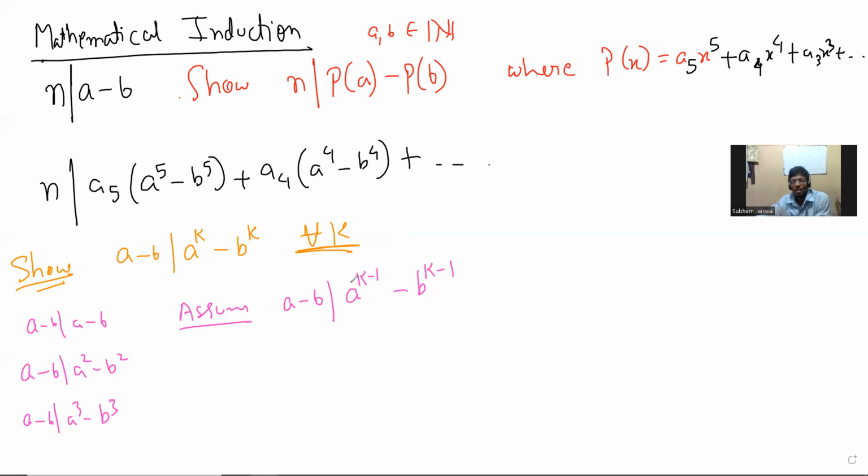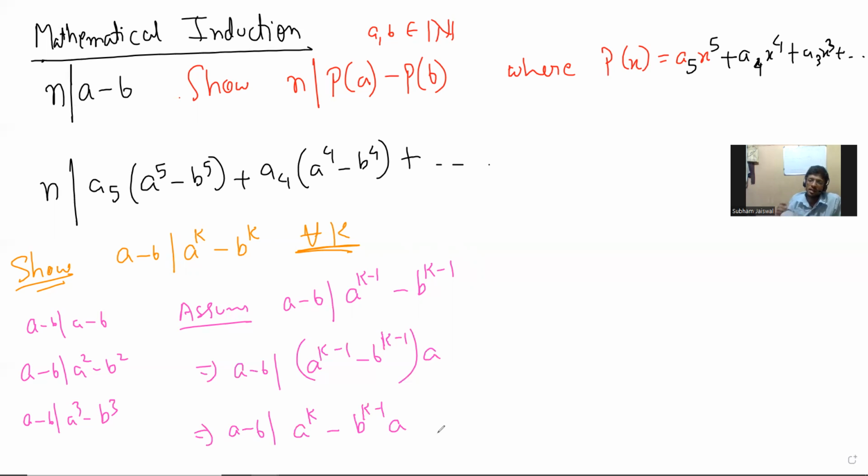Let's imagine, there may be several ways to do this, right? But given this, what can I do? I can certainly multiply by a. This will certainly be true, no doubt. But why am I doing this? To bring in a to the power k. You could do it in other ways, but just to bring in a to the power k and get this kind of statement, I'm multiplying by a, right? So what is this? This is just a to the k minus b to the k times a.